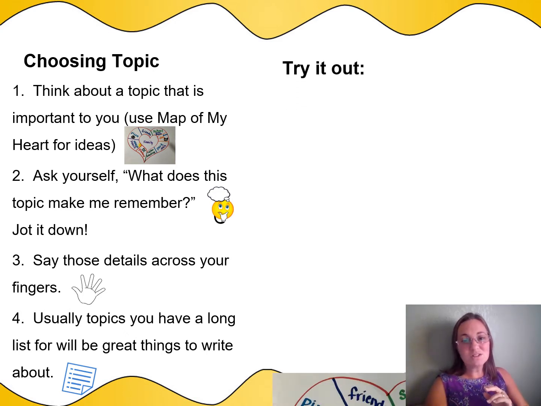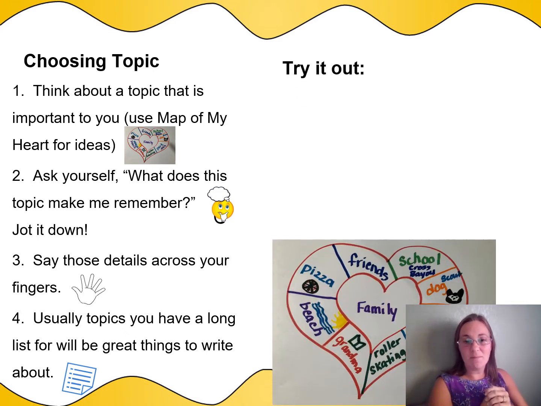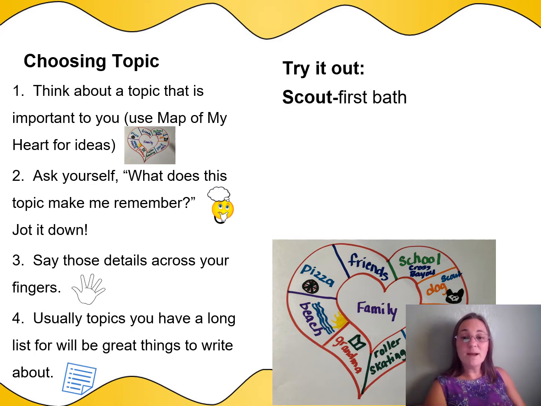So first, I had to look at my heart map and think about a topic that is important to me. So I looked at my heart map and I thought, you know what? Scout. Scout, my dog, is a fantastic topic. But I didn't stop there. Then I had to think, what does this topic make me remember? Well, when I think of Scout, one of the first things I remember is his first bath. So I wanted to jot that down. I wrote my topic, Scout, then I wrote my story idea, first bath.